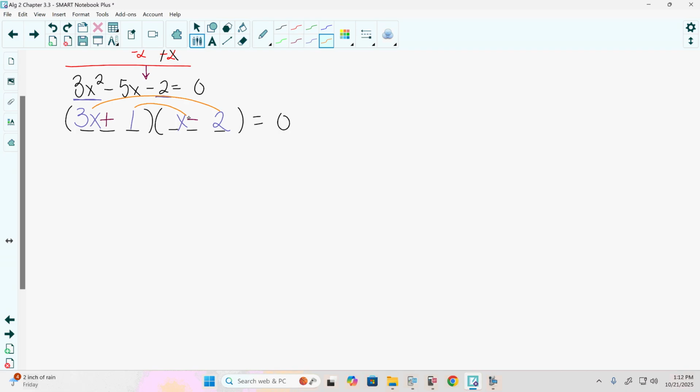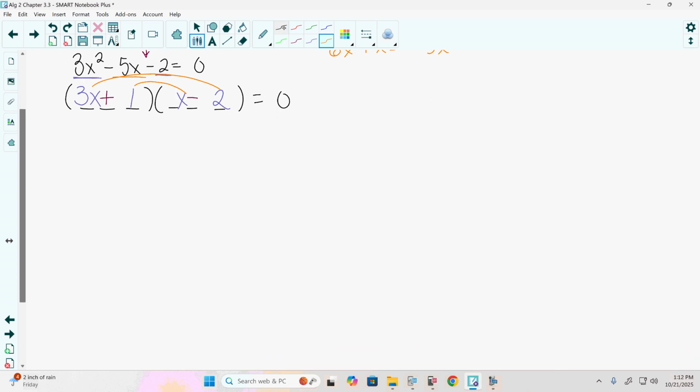Now 3x times negative 2, 3 times negative 2 is going to be negative 6x. Our 1 times x is going to give us plus x. Negative 6x plus x, negative 6 plus 1, going to give us negative 5x, which is the correct middle term. Telling us that these two here, 3x plus 1 and x minus 2, are the correct factors. They multiply together to give us our 3x squared minus 5x minus 2.